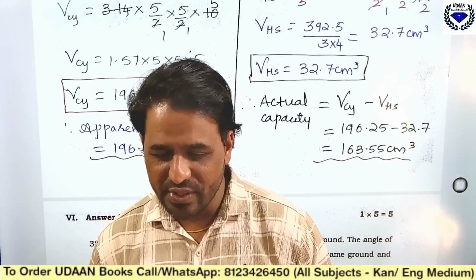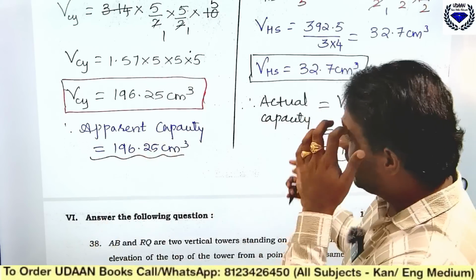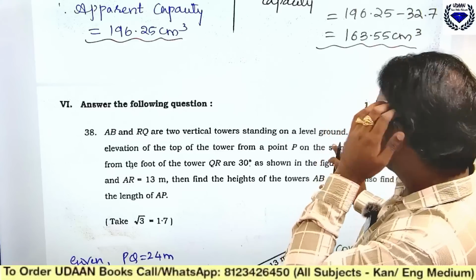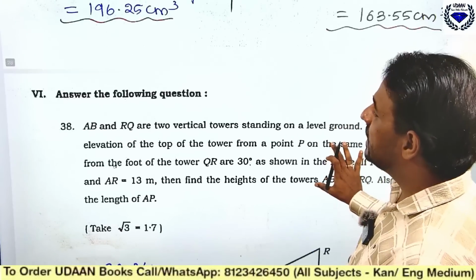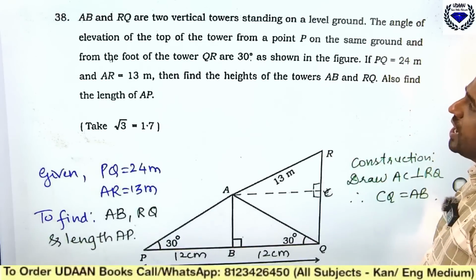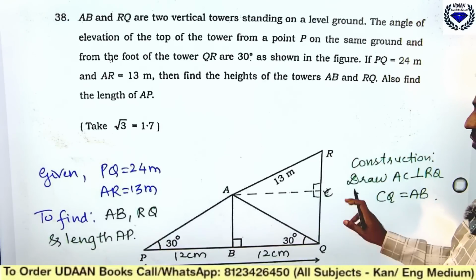Okay. Now coming to the last question of our discussion, that is question number 38. AB and RQ are two vertical towers standing. So you can just see here.